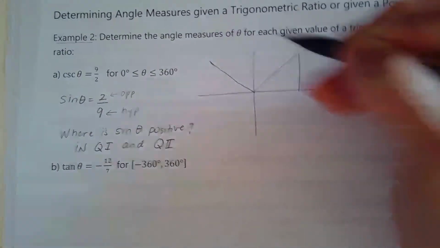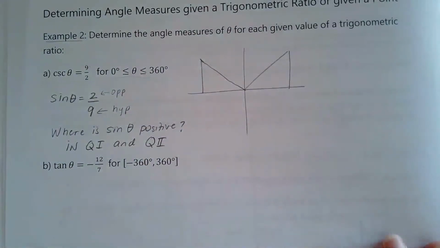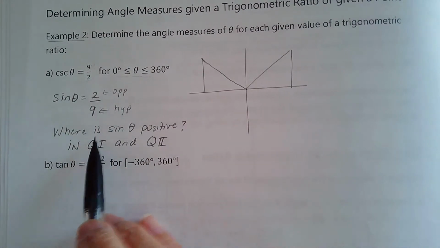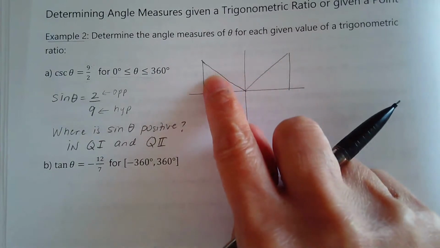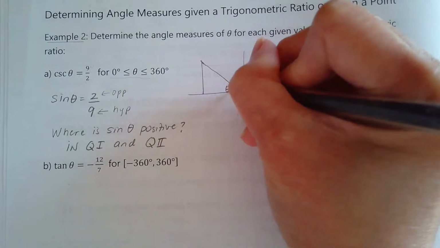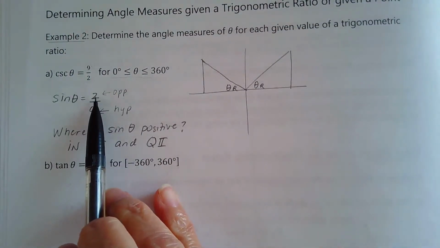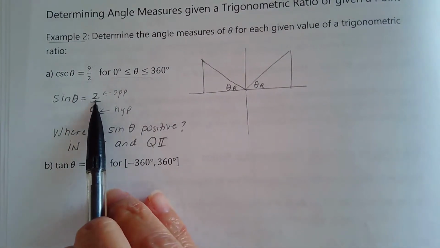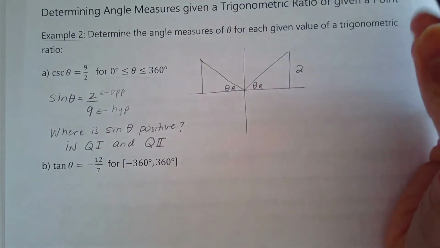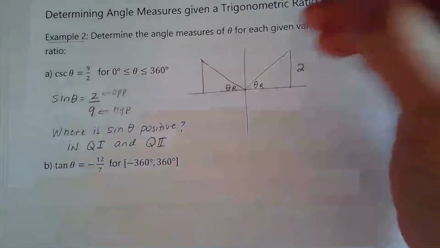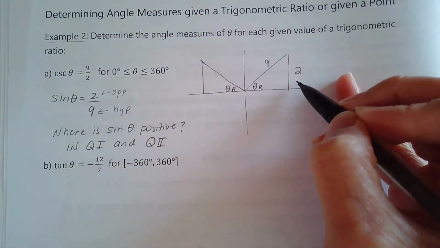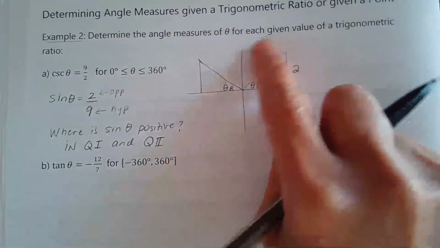Okay, so let's draw our triangles there. It's positive here in quadrant 1 and quadrant 2. And this is our theta reference angle, theta r. Remember, sine of theta is 2 over 9. 2 is the opposite. So where's the opposite? That's going to be over here. And then this is the hypotenuse. Where is that in our triangle? That's right there. So if we're looking at this triangle in quadrant 1, this is what it would look like.